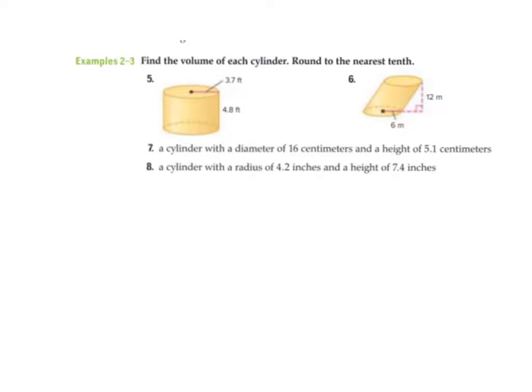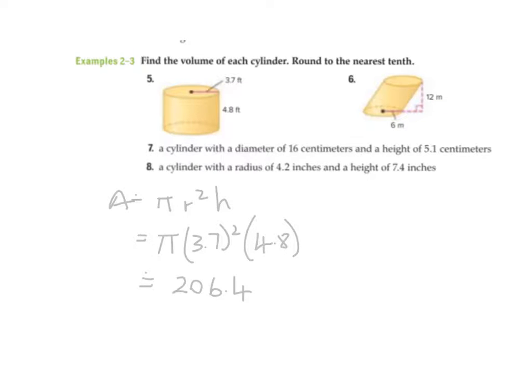Alright, so let's have a look at number 5, because this is example 2 and example 3. Finding the volume of the cylinder. Again, don't forget it's base times the height. So in this case, A is going to be pi r squared times whatever the height is. Okay, pi obviously doesn't change. The diagram gives it to you as the radius, so that's going to be 3.7 squared. And your height is going to give you 4.8. And if you multiply them together, you finish up with 206.4. And again, units, in this case, feet squared.